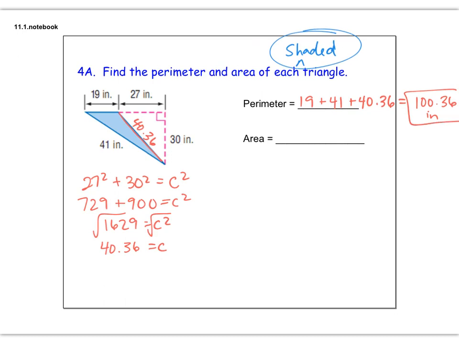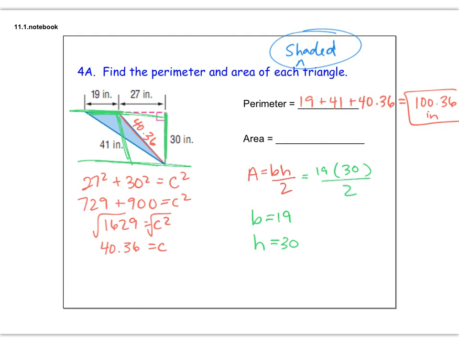Now area, we talked about area is going to be base times height divided by 2. So here's the trick. What is the base of the shaded triangle? If you're saying 19, you are correct. The base is 19. What is the height of the shaded triangle? This is odd, but it's actually the 30. If you imagine sliding that over, the height between the top and the bottom is 30. So we're going to do 19 times 30 divided by 2. And that should come out to be 285 inches squared.